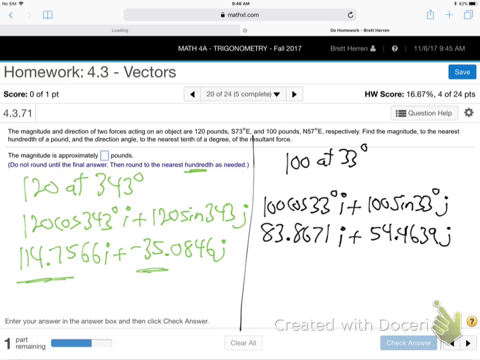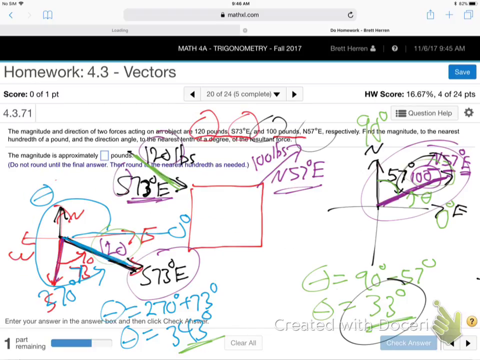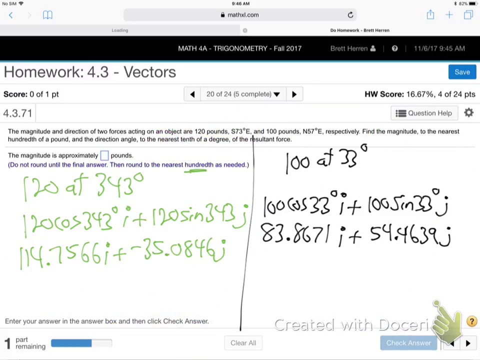Good there? So there's that other force, right? That's the one that's going up and to the right at 100 pounds. That ends up having a sideways to the right push of 83 and an upward push of 54. So that one's actually got a stronger upward force, doesn't it? Even though it was lower pounds, more of it was in the upward direction because it was more upward than the other one was downward aimed. So now we just add these two.